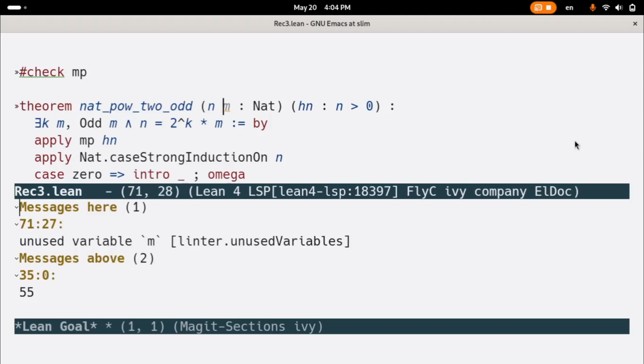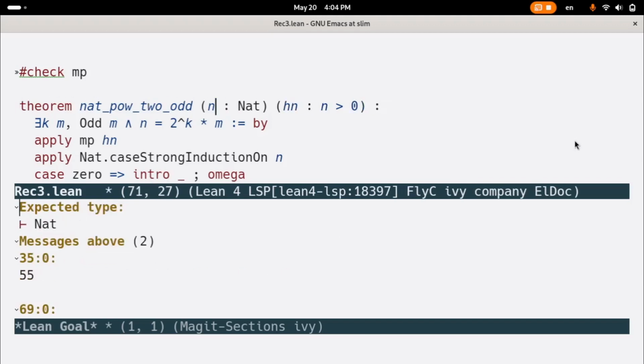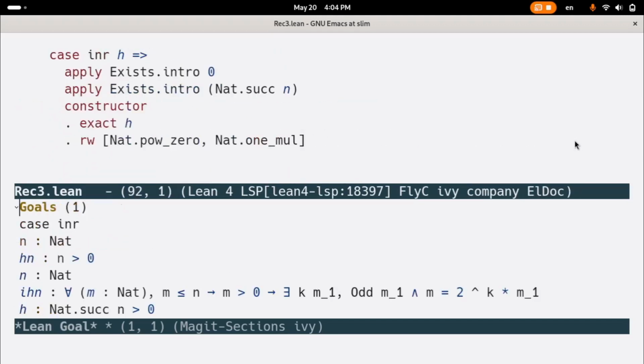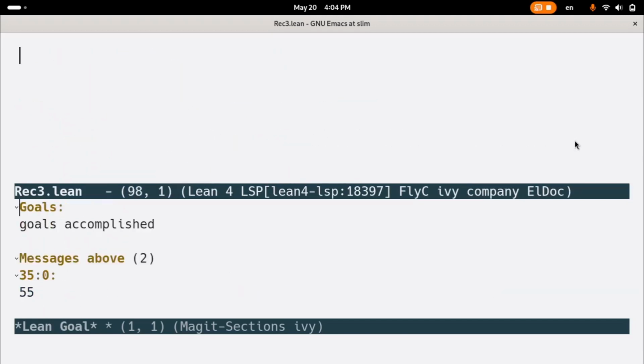In the theorem statement, we need not have m in the hypothesis since it's existentially quantified. And that has finished the theorem.